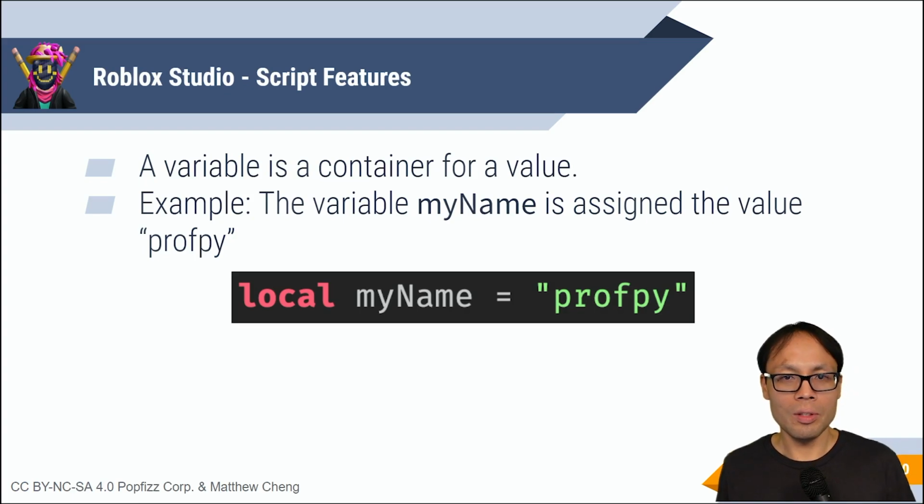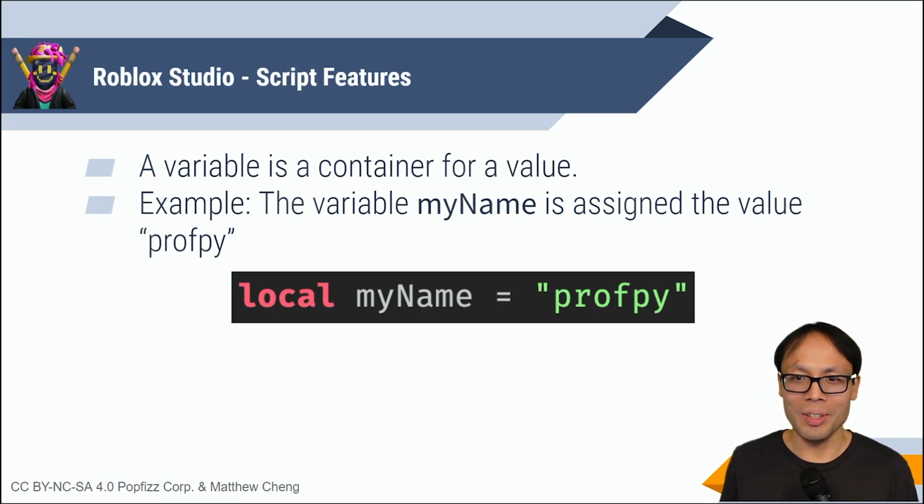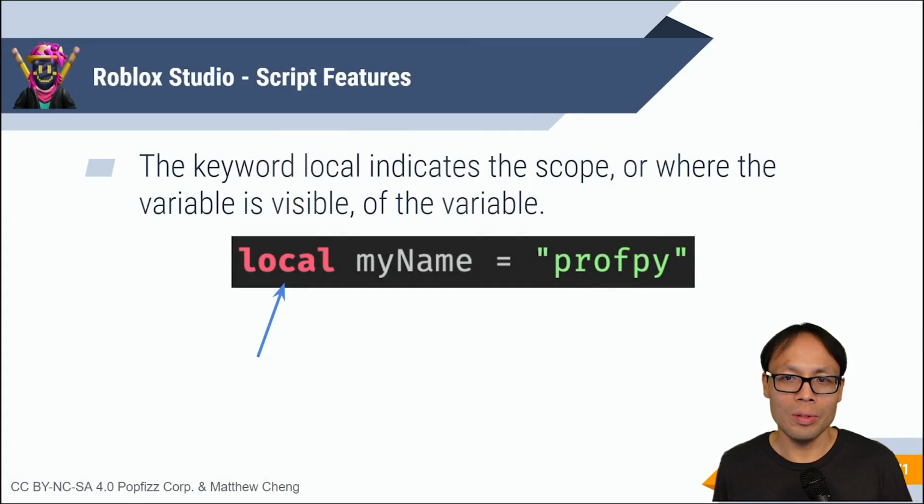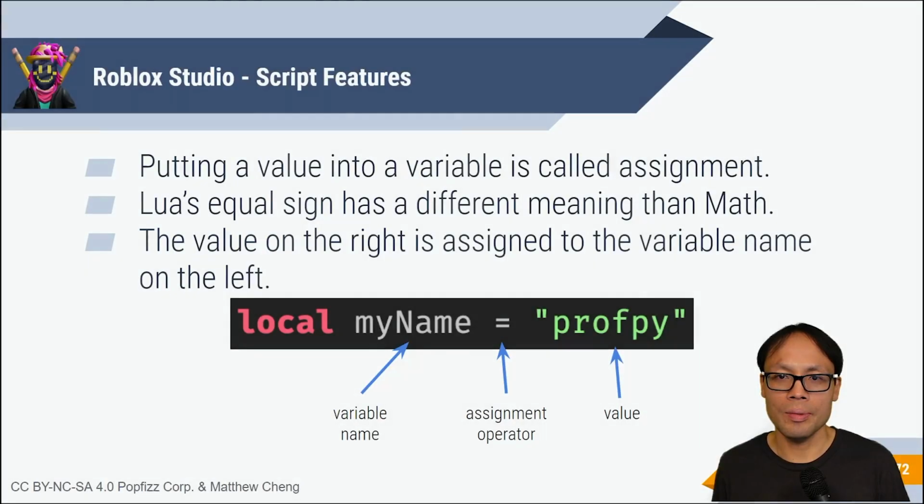All right, now let's go over some definitions. A variable is a container for a value. So for example, the variable my_name is assigned the value of profpi, which is my Roblox username. Now the keyword local indicates the scope, or where the variable is visible. We'll go over scope in more depth in future lessons. Putting a value into a variable is called assignment.